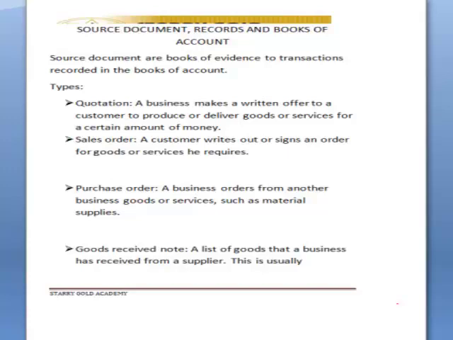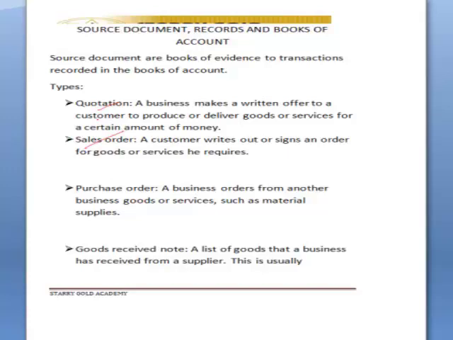They are: 1. Quotation. A business makes a written offer to customers to produce or deliver goods or services for a certain amount of money. That is what we call quotation. 2. Sales order is a source document, and a sales order is a customer writing out or signing an order for goods or services he requires.